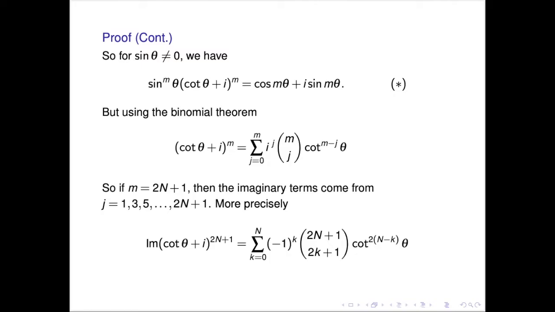So that is the reason for the (-1)^k at the front of the expression inside the summand. The binomial coefficient (2n+1 choose 2k+1) then follows from the fact that j is being labeled as 2k+1. And lastly, m minus j, which is 2n+1 minus (2k+1), gives 2(n−k). That is why we have the final quantity cotangent of theta raised to the power 2(n−k).